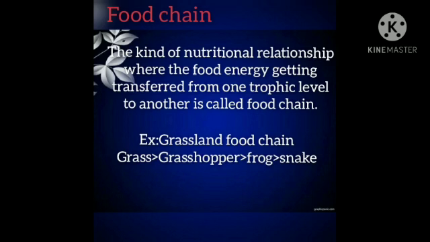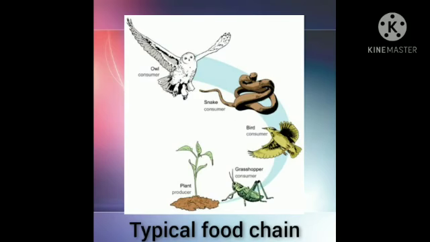Food chain. The kind of nutritional relationship where the food energy is getting transferred from one trophic level to another is called food chain. This is the example for the typical food chain, where the plant is eaten by the grasshopper, grasshopper is eaten by the bird, bird is eaten by the snake, and finally snake is eaten by the owl.